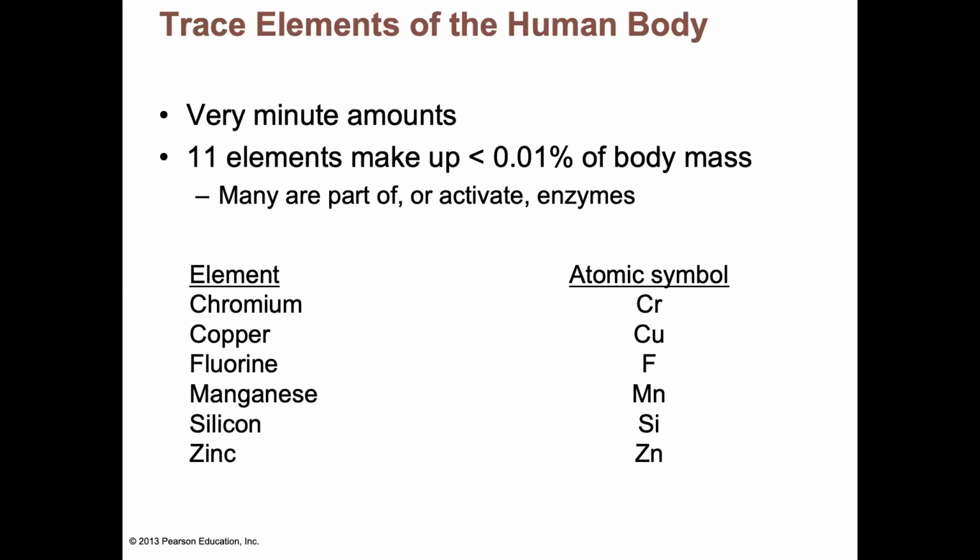Trace elements come in small amounts. 11 elements make up a very tiny amount of our body mass, but they're still critical: chromium, copper, fluorine, manganese, zinc, and so on.